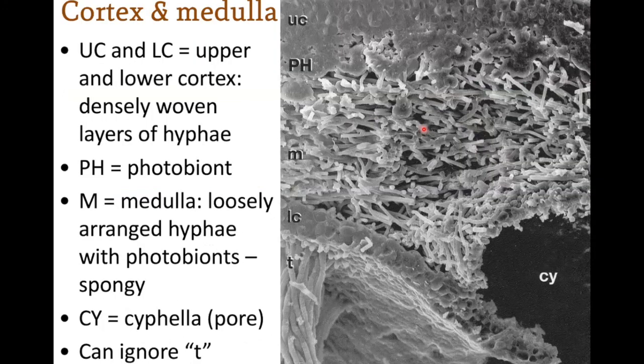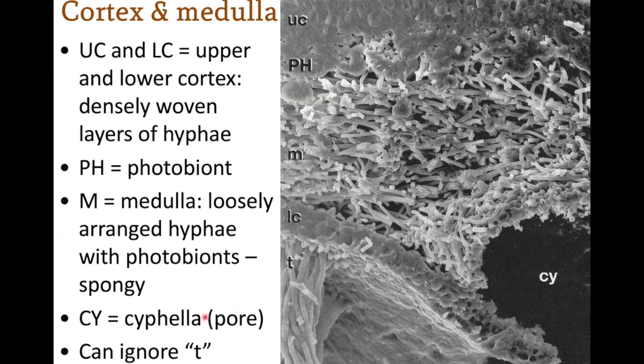Here's an electron micrograph of a lichen that shows in a bit more detail the structure, and we're going to introduce some basic terms. So there's the cortex and the medulla that we're going to think about. So the cortex is the surrounding layer, and so we have an upper cortex, which is the UC here, and this consists of densely woven layers of hyphae, and the lower cortex is the same. The photobionts, you can't really see them very well in here, but here's the photobionts in this layer here. And the medulla is the stuff in the middle, and this is loosely arranged hyphae that can be interspersed with the photobionts, and this is kind of the spongy layer.